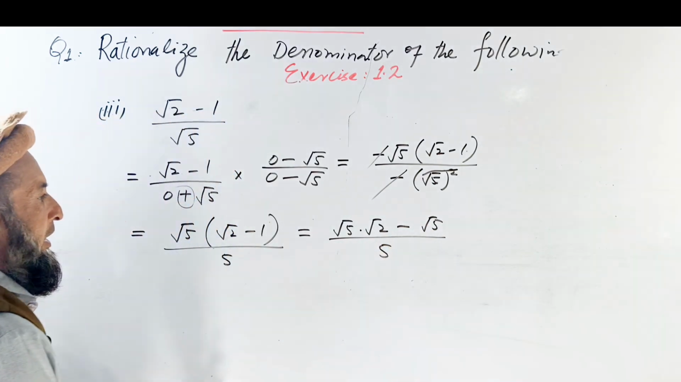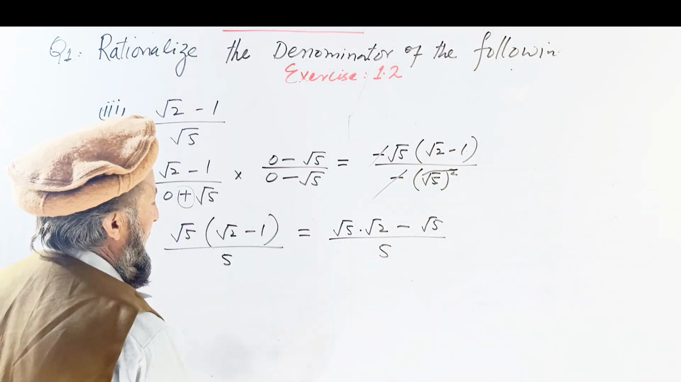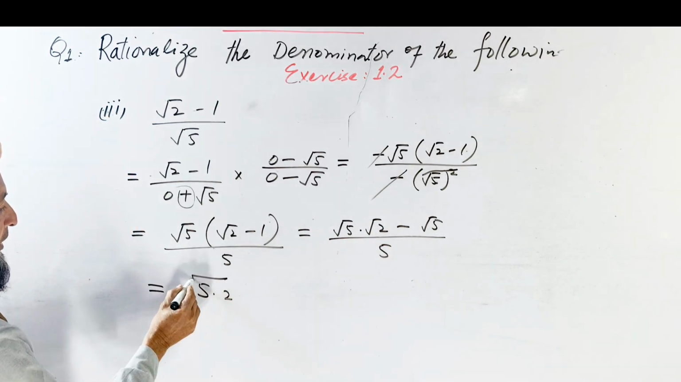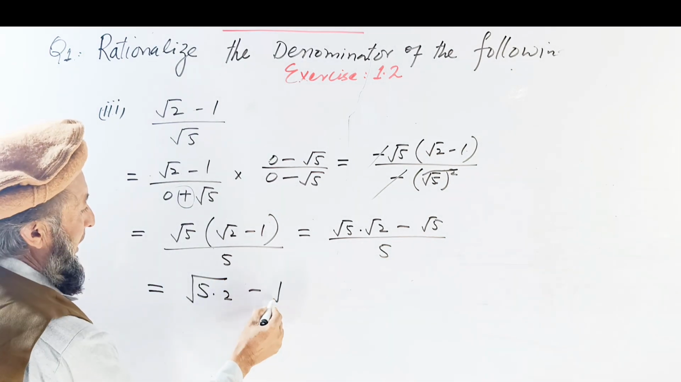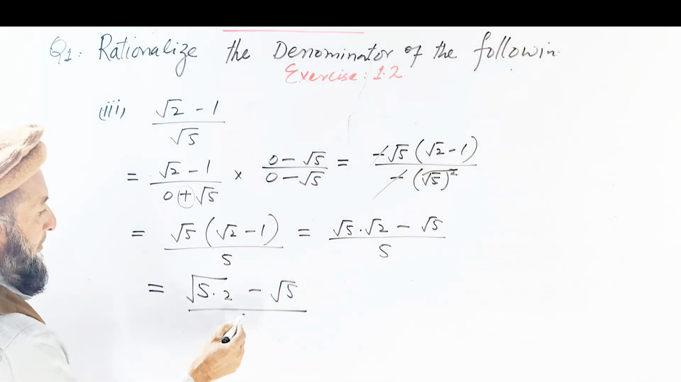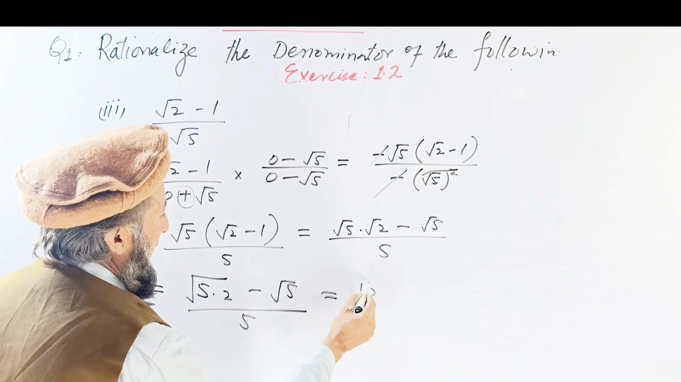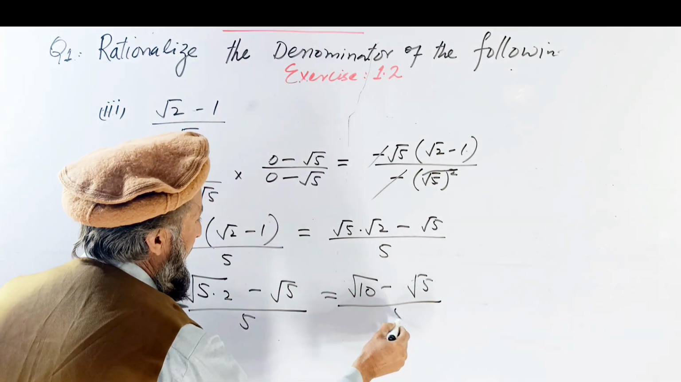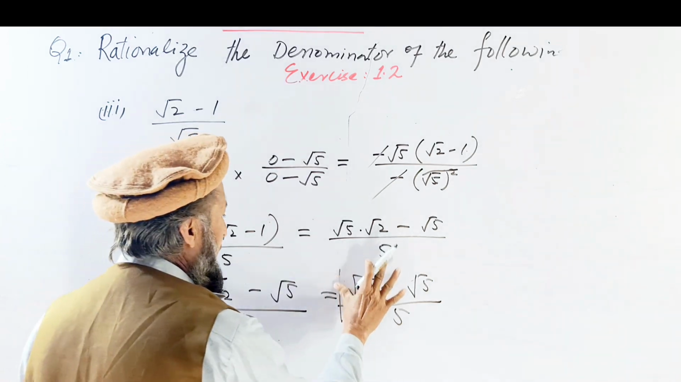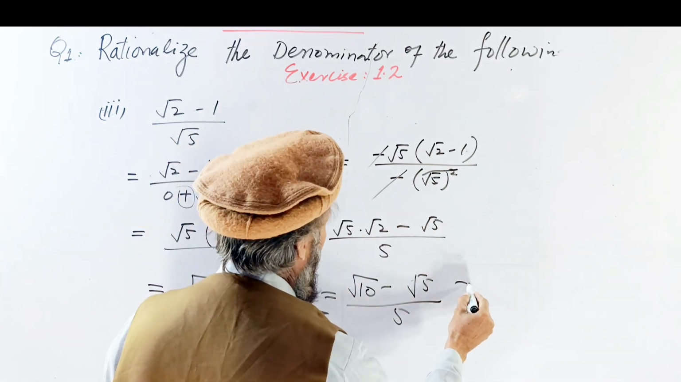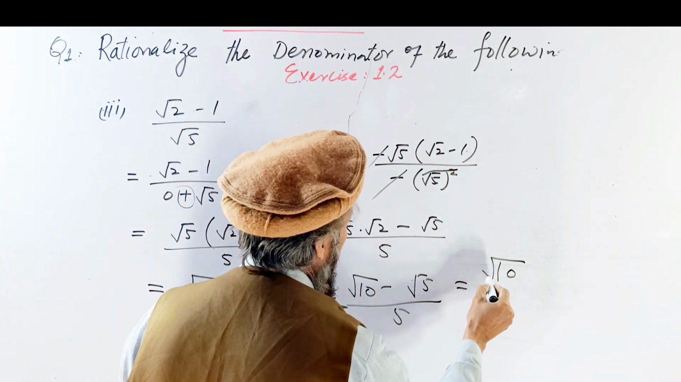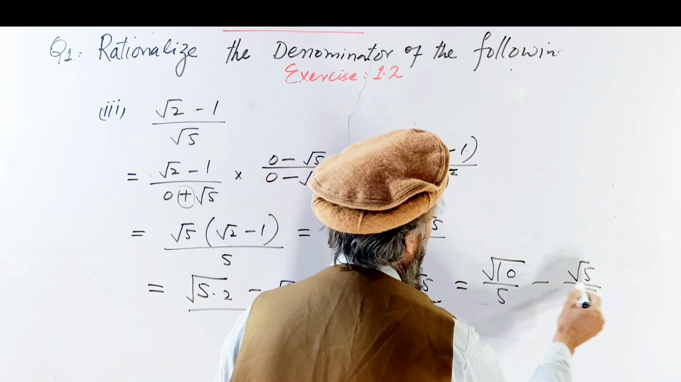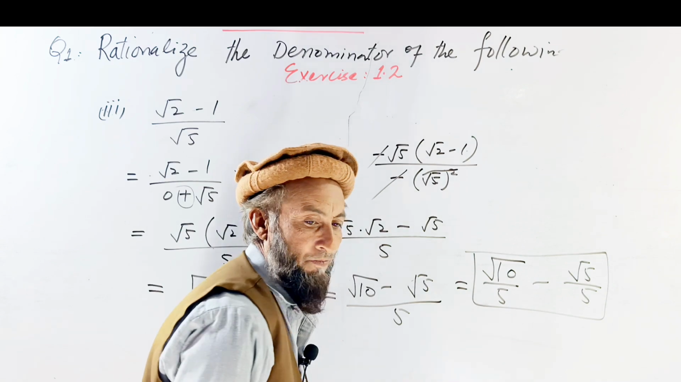Now further we can also simplify this result according to the property we have already done. 5 into 2 we take in 1 square root minus 5 square root divided by 5. We will get here 10 square root minus 5 under the root divided by 5, and further we can also simplify this result: 10 under the root divided by 5 minus 5 under the root divided by 5 is the required answer.